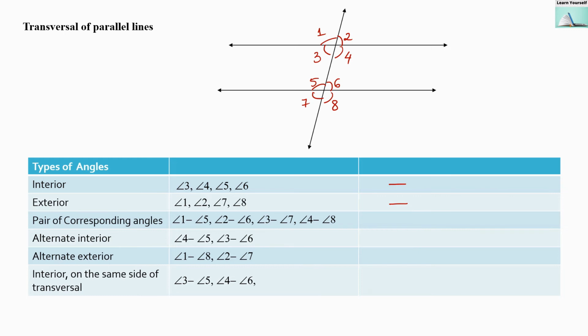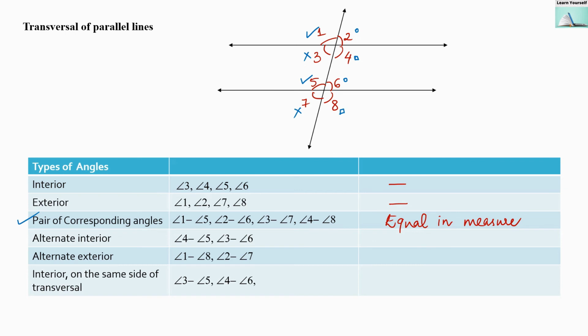Pairs of corresponding angles are always equal in measure. Now, what are the pairs of corresponding angles? Angle 1 and angle 5 is the first pair. Angle 2 and angle 6 is the second pair. Angle 3 and angle 7 is the third pair, and angle 4 and angle 8 is the fourth pair. So these pairs of angles are always equal in measure. That means if angle 1 is 60 degrees, then angle 5 is also 60 degrees. So you have to remember that. This is the first property.